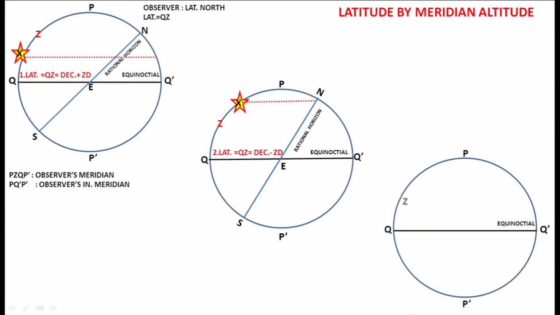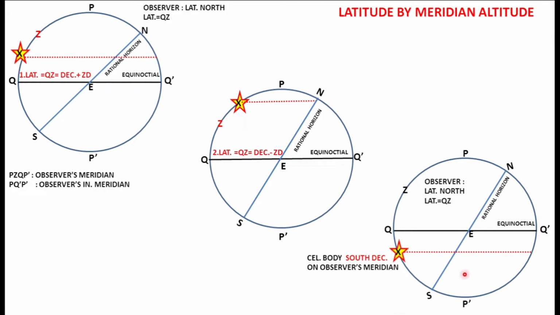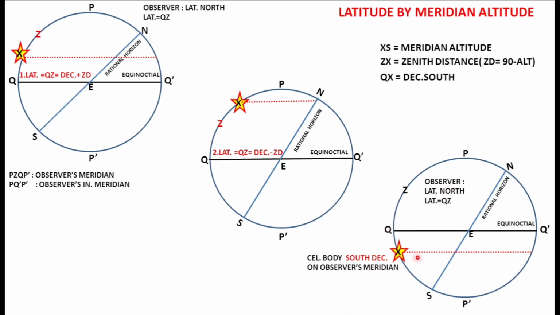The third case, I've taken a body with southern declination. Altitude when it is on the meridian, XS. ZX, altitude minus 90, zenith distance. QX, my declination south. And zenith distance minus the declination, I will get QZ, that is my latitude.